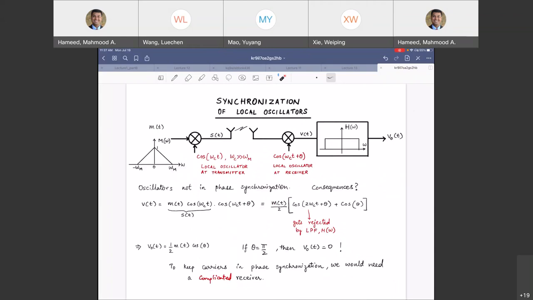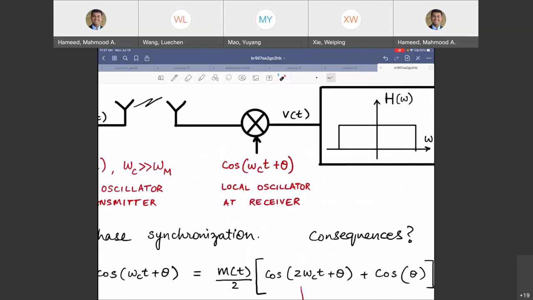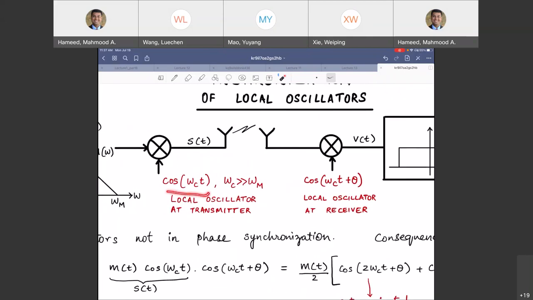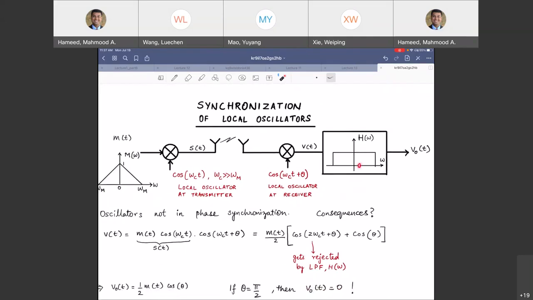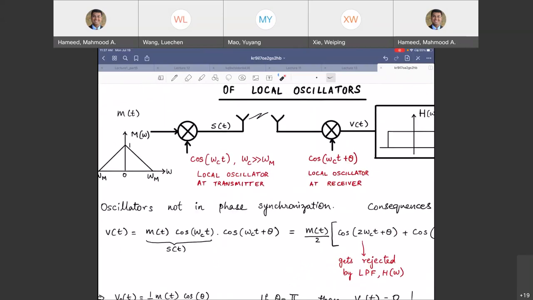All right, so let's continue here. We have got a local oscillator, and we are trying to look at this, right? If you use cosine omega ct as a local oscillator in our transmitter, we will be able to match in frequency, omega ct, but we will have a difficulty in matching the phase. Frequency is fine, but phase is the problem. And then you can do the filtering and all that.